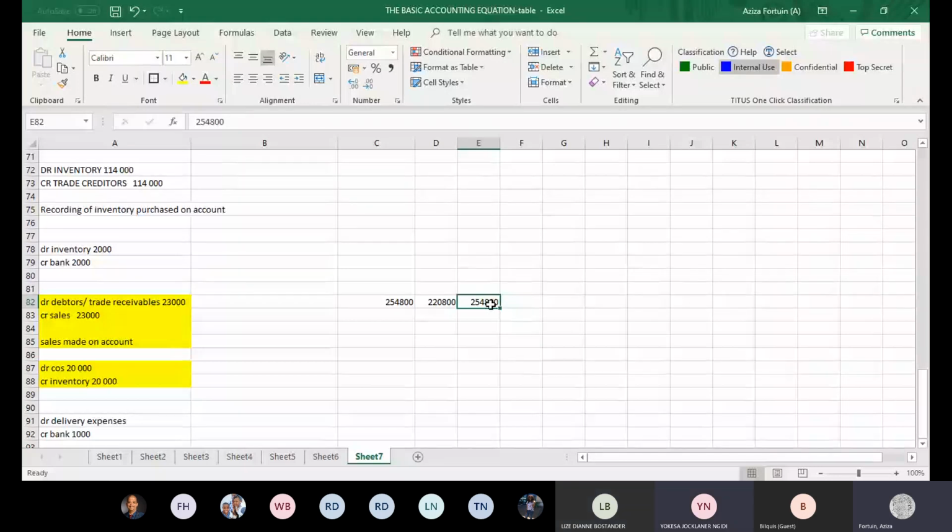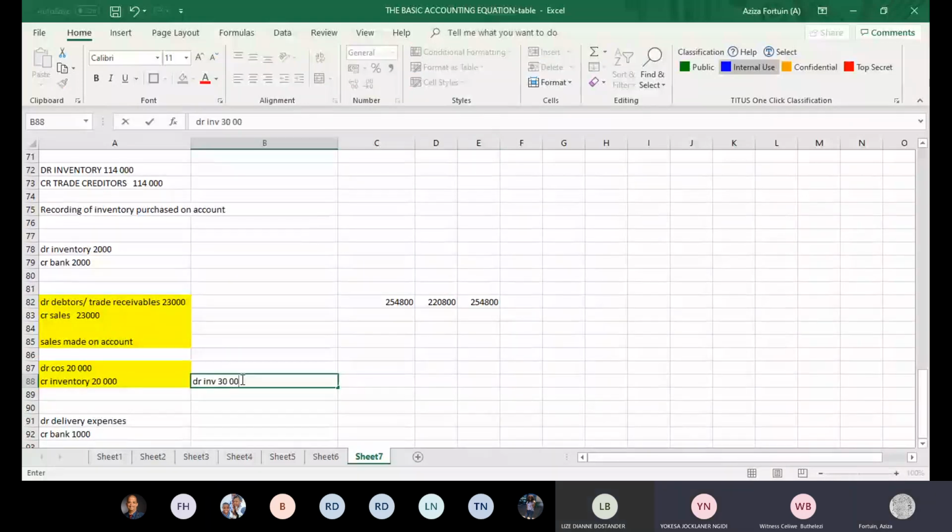They returned purchase inventory, purchase inventory on account for 30,000. What are we going to record? We're going to debit inventory and then credit creditors control, trade payables.